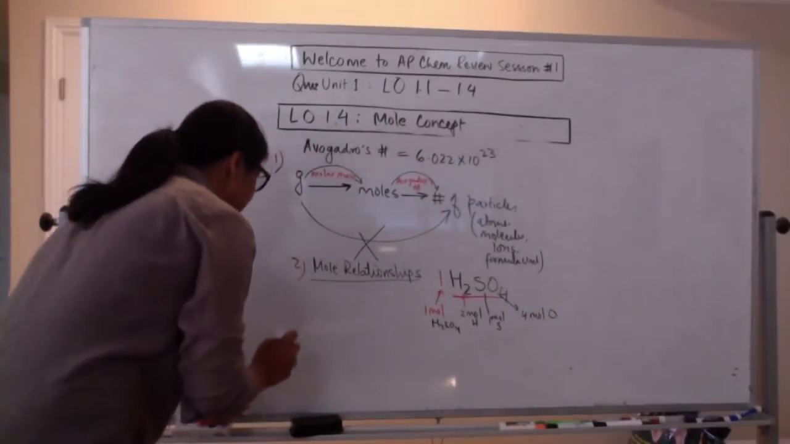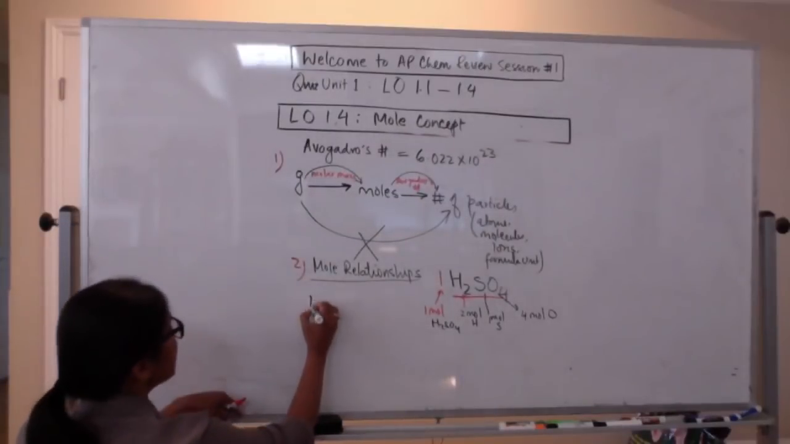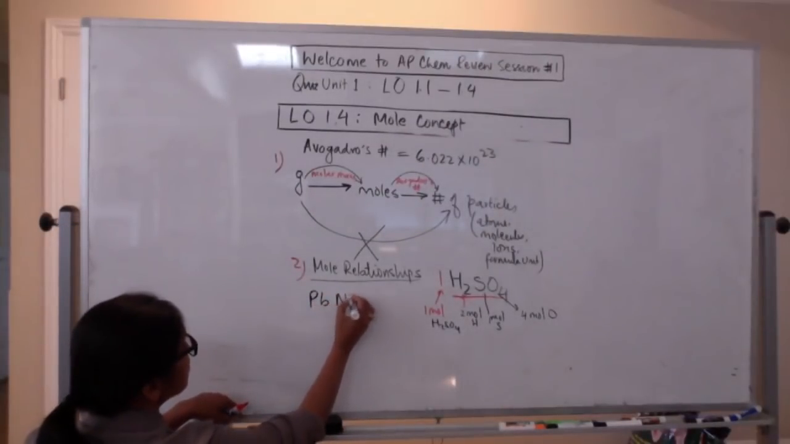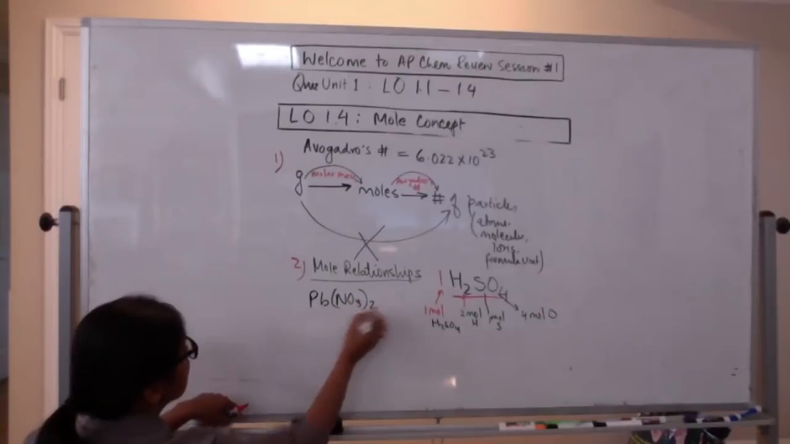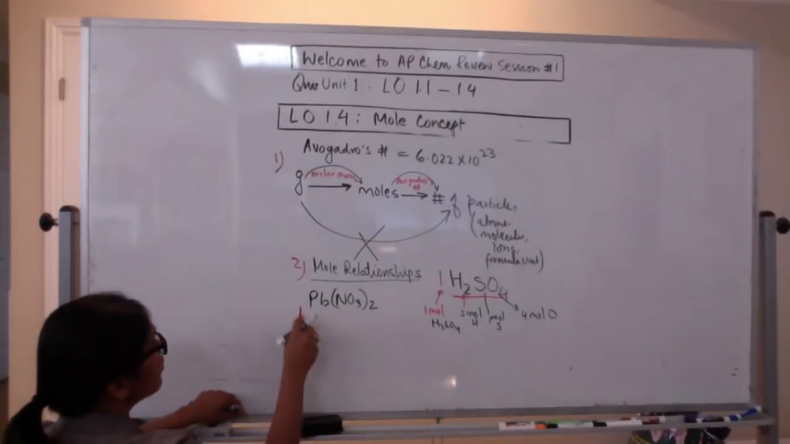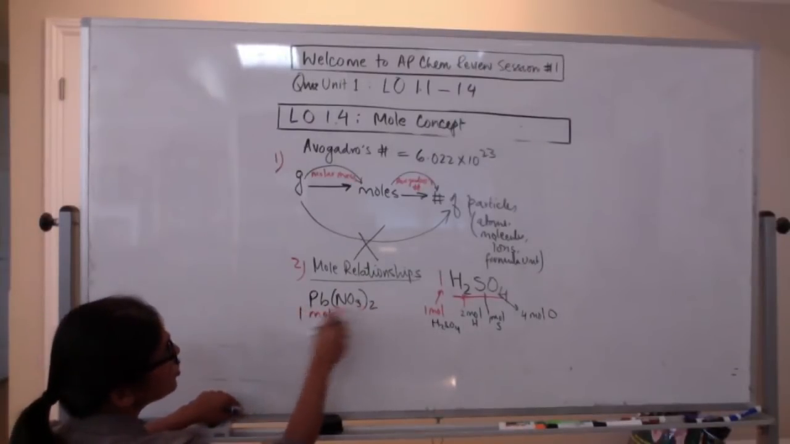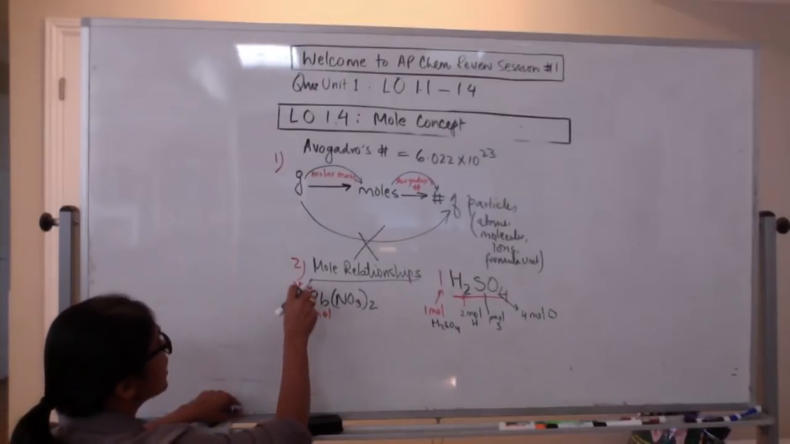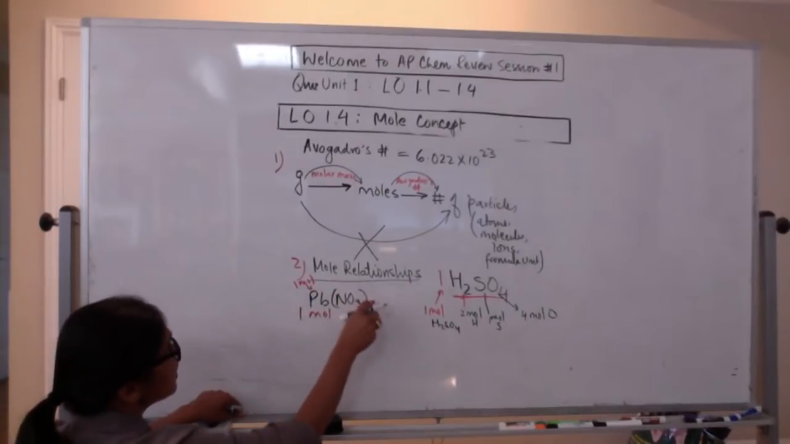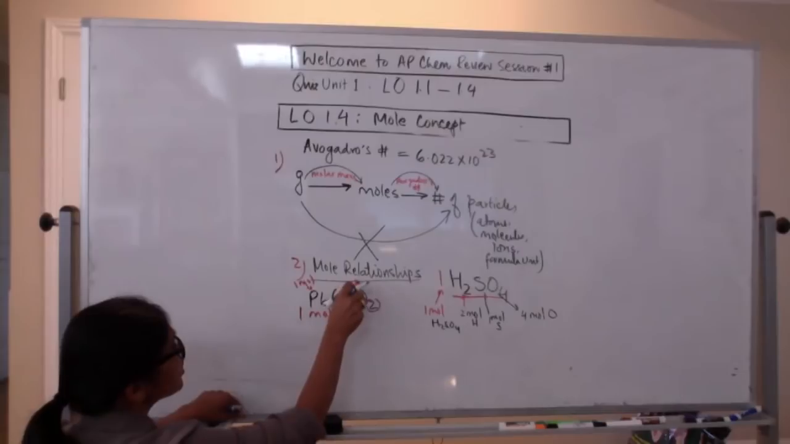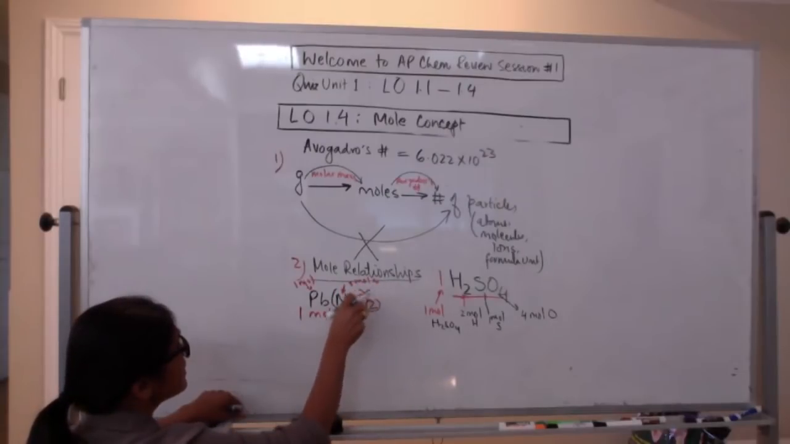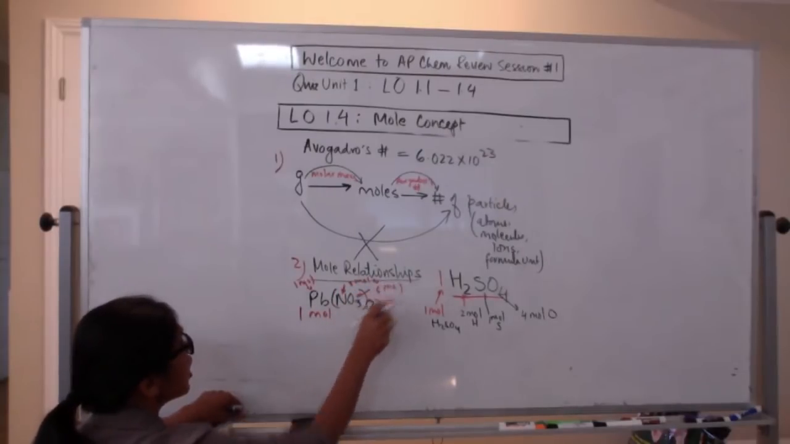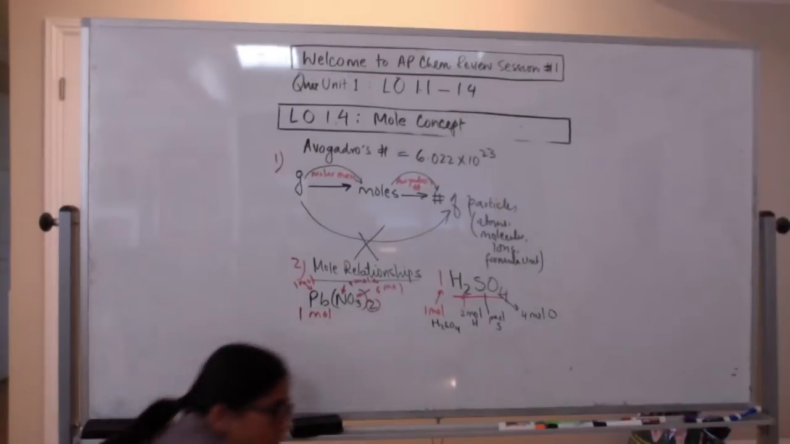Let me take another example. If it is Pb(NO3)2, then in 1 mole of Pb(NO3)2, there is 1 mole of Pb, 2 moles of N, and 6 moles of O.